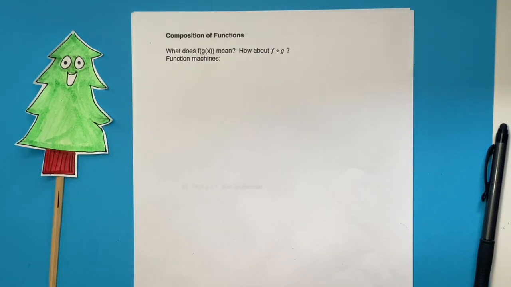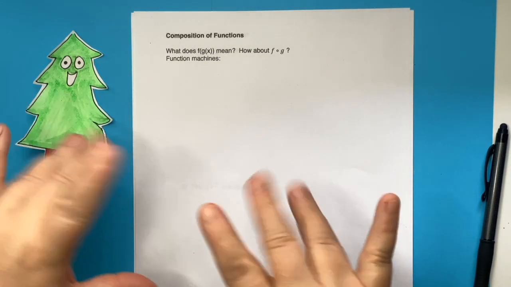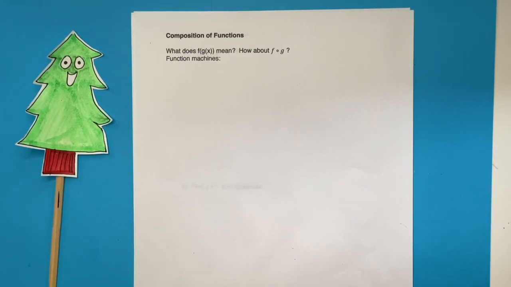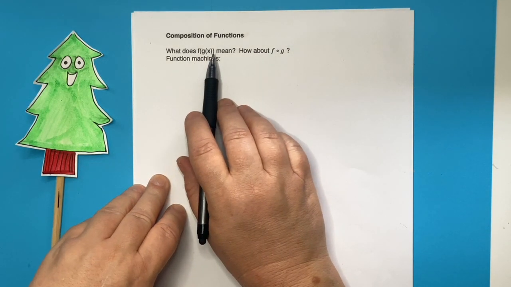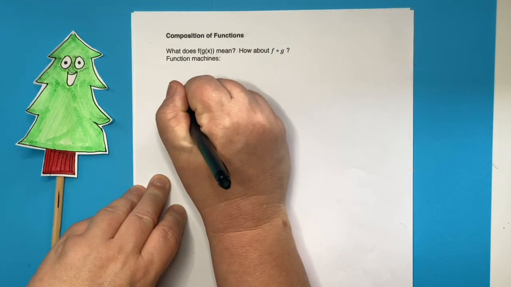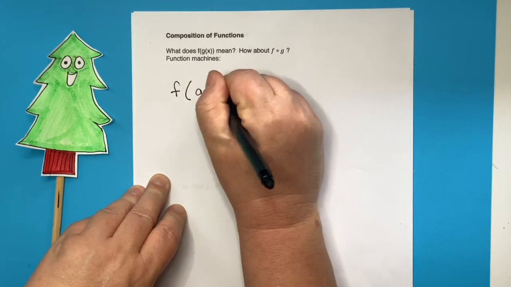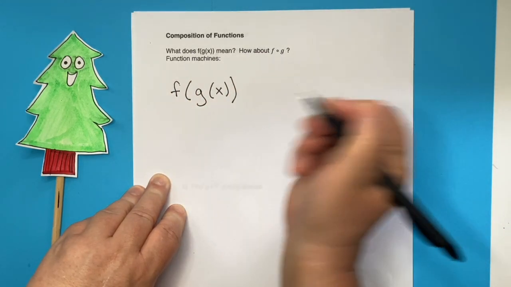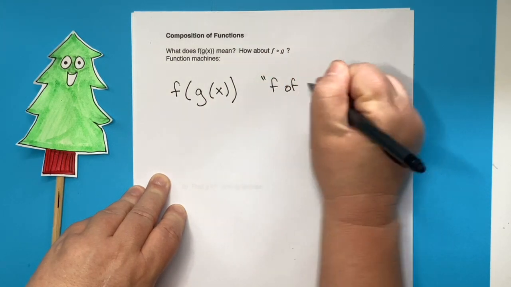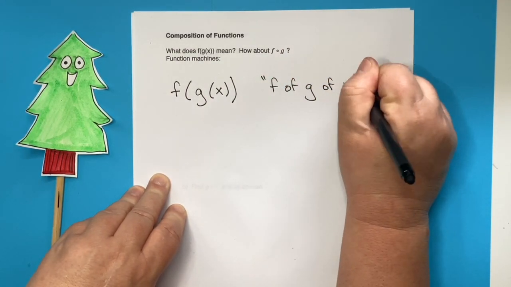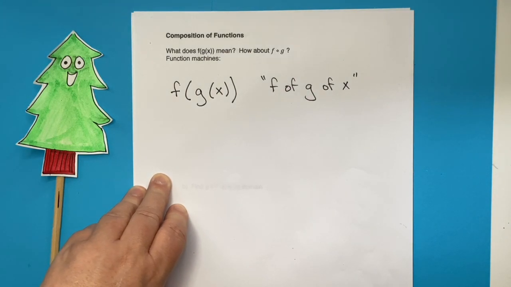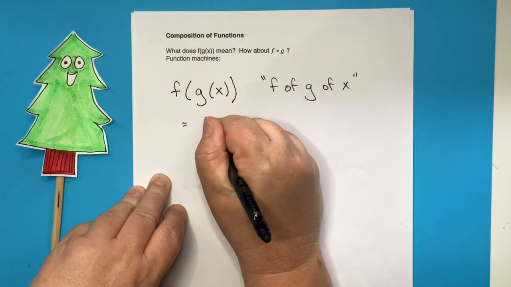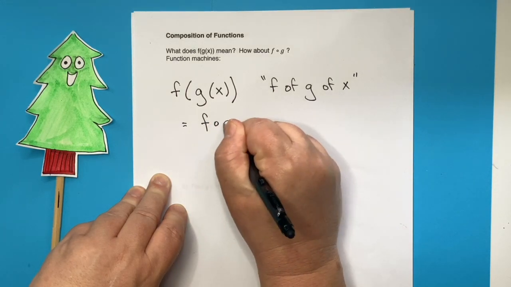Welcome back. Today we're going to be talking about combining functions in a very special way that is called composition of functions. We're going to start off with this big mess of parentheses. That is f of g of x, which is frequently shortened to f little circle g.